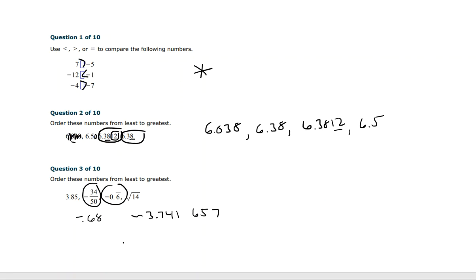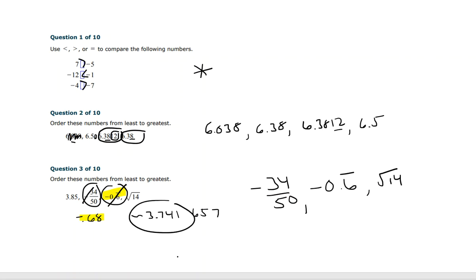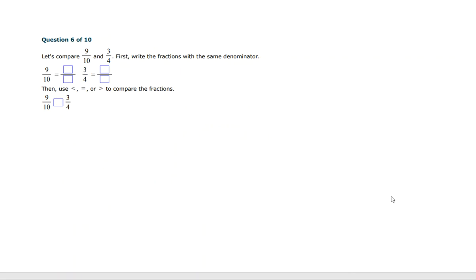And if we were to put these two on the number line, the 0.68 would be to the left of the 0.6 repeating. So it's going to be of less value. So negative 34 over 50 is our very least value. Then negative 0.6 repeating. And then we would have our square root of 14, which we said was approximately 3.741, and then we have our 3.85.